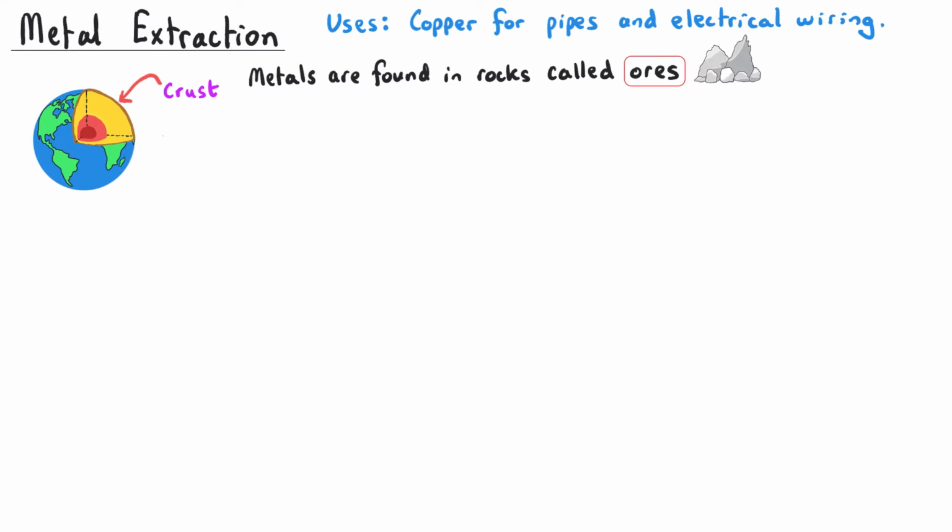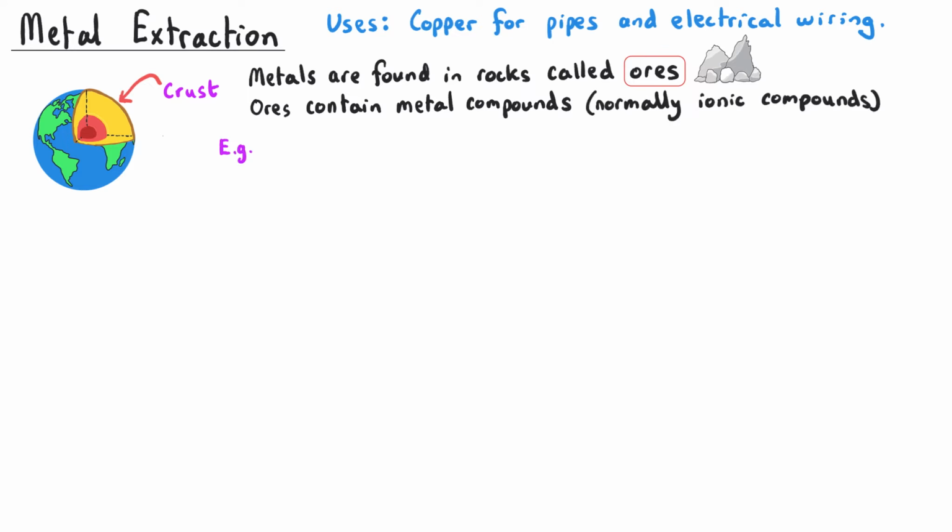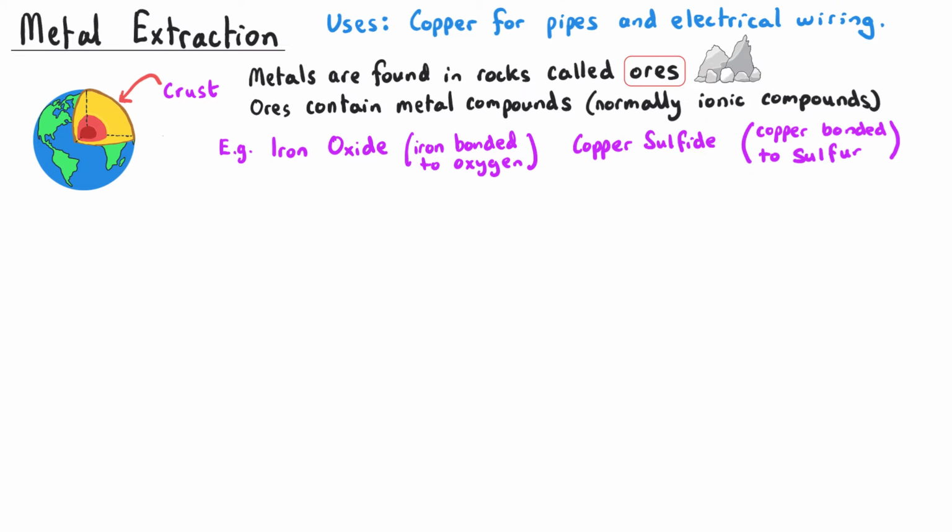Now, the ore is a rock that contains some metal compounds within it, and these compounds are normally ionic compounds where there is a metal bonded ionically to some non-metals, so with iron and oxygen, copper and sulfur combined together to make these metal compounds that contain the metal that we want.